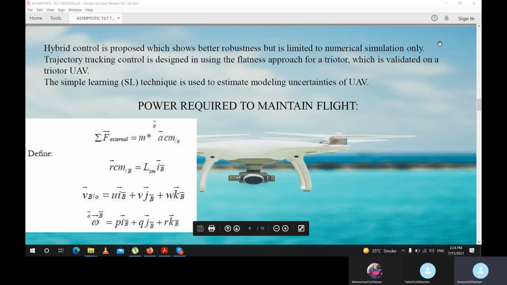The basic working of a tilt triotor has been explained by my project mate ME18040. Now I'll try to cover some important parameters which are necessary for the stable working of a tilt triotor. By the term hybrid control, we mean how robust the system is, in other words, the efficiency of our triotor. But it is only restricted to numerical simulations only.